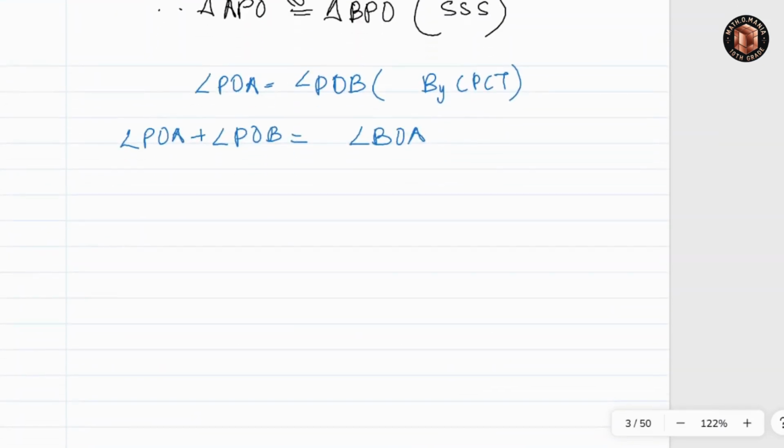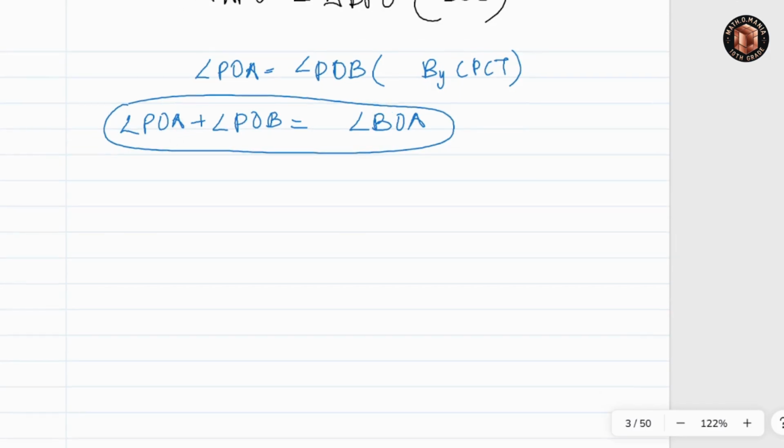So we can write it here. That's what I wrote here. That is angle BOA equal to angle POA plus angle POB. So again we have learned what that is equal to. Then I can write 2 angle POA equal to what? Angle BOA, right? Why? Because here already we have proved that angle POA equal to angle POB. So I replace one POB using POA. Thus I can write 2 angle POA equal to angle BOA.